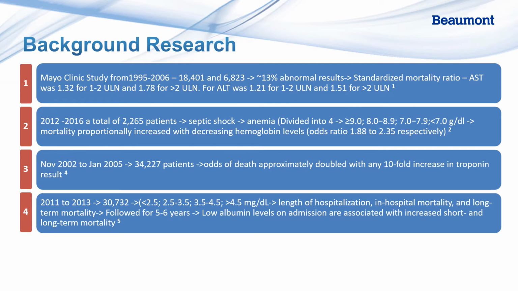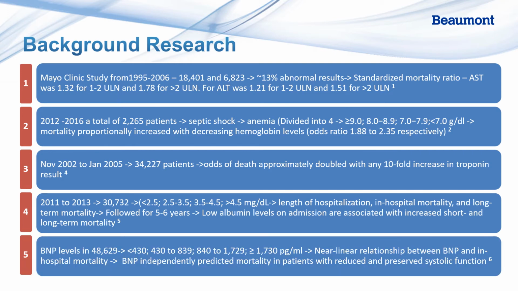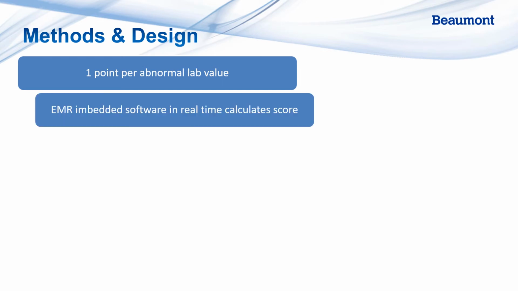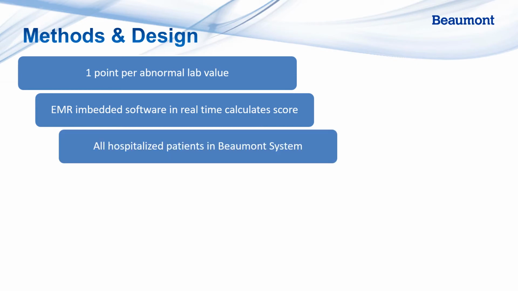This is not an exhaustive list. This is just a number of studies that we looked into. You can see that some of these studies were able to identify ALT and AST. Others looked at hemoglobin levels and anemia in patients with septic shock. Other studies looked at troponin levels, and so on. We then took our calculator and gave 1 point per abnormal lab value. We embedded this calculator in our electronic medical record system to provide real-time scores.